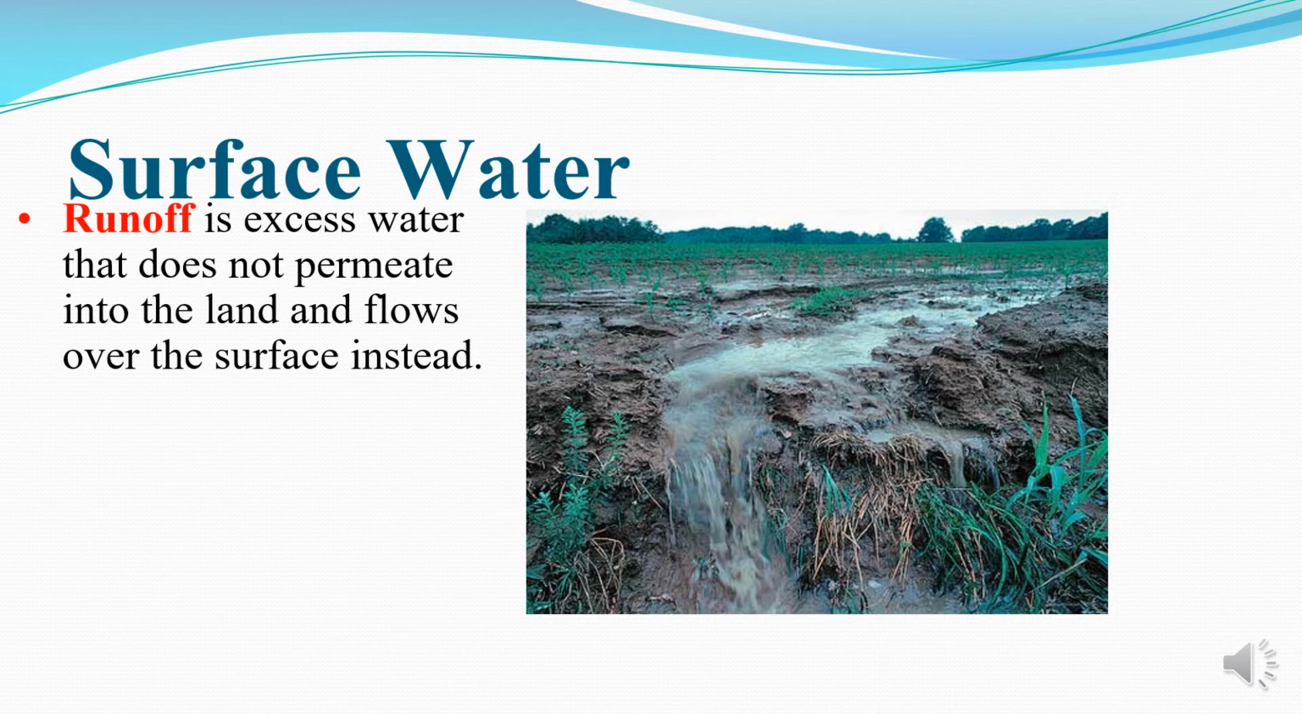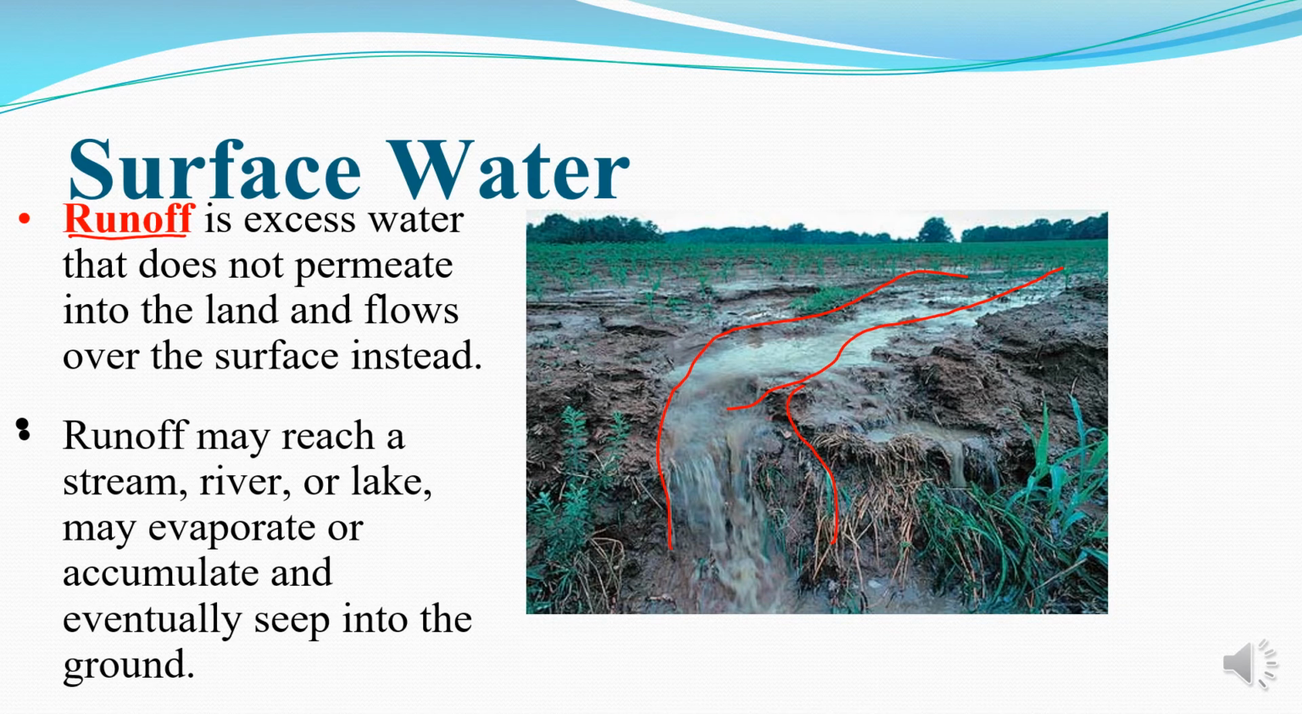So runoff. Runoff is the excess water that does not permeate into the land and flows over the surface. So it stays on the surface instead, it just runs off. Runoff may reach a stream, river, lake, or even evaporate and accumulate and eventually seep into the ground. Sometimes in your yard, that's why you have a ditch, so that the runoff can go inside your ditch to eventually go inside the ground or anywhere that the water needs to be stored.